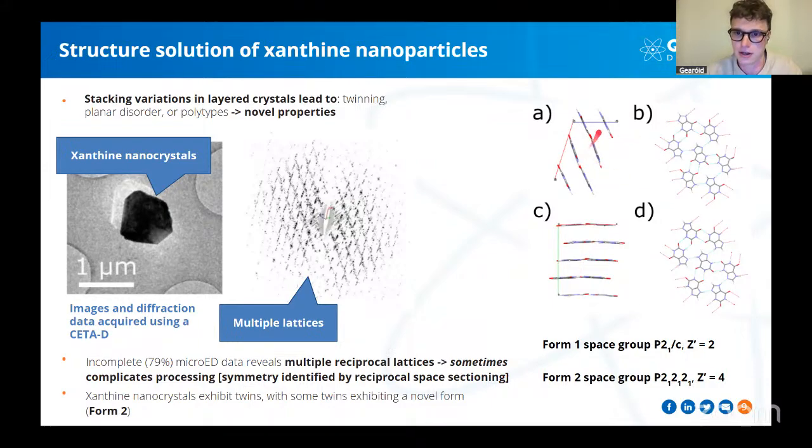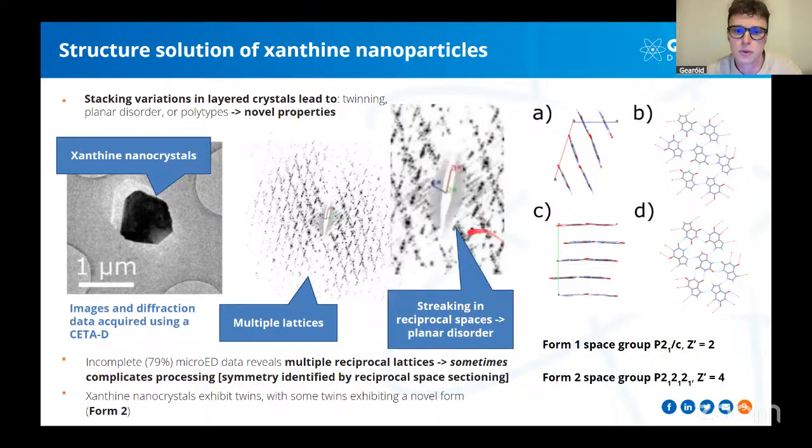You can see here in this image the two different forms in A and C, and then in B and D you can see in each of the layers the intramolecular bonding is actually the same, which is of course characteristic of these layered crystals, where the difference in forms arises again from the stacking variations. One thing that she noted when performing this reciprocal space sectioning is the streaking in reciprocal space. And this is characteristic of planar disorder.